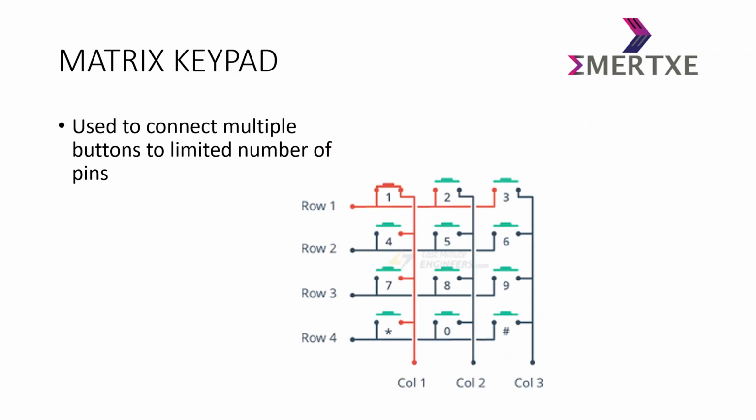Then the matrix keypad is what we're using to input data into the microwave. It is an option that's used when you want to connect multiple buttons and you have a somewhat limited number of pins to use. Through a combination of sending voltage to the rows and columns, you can control which button press is affecting the microcontroller at any certain time.